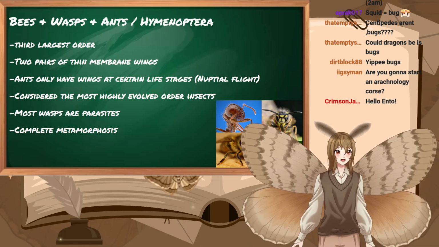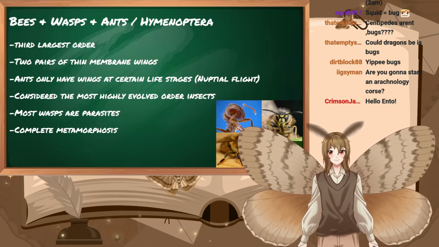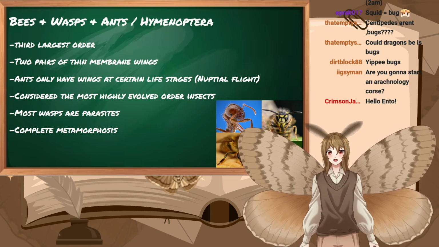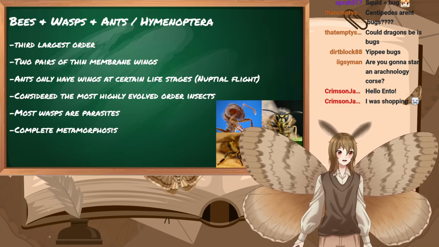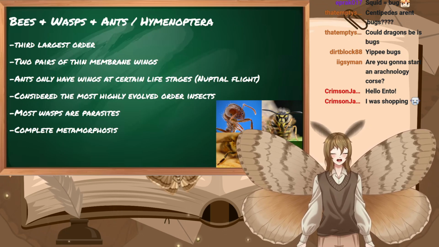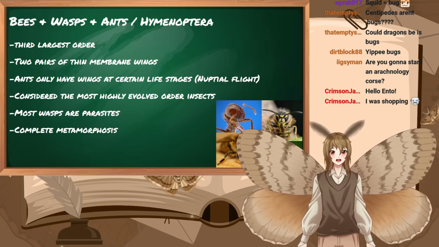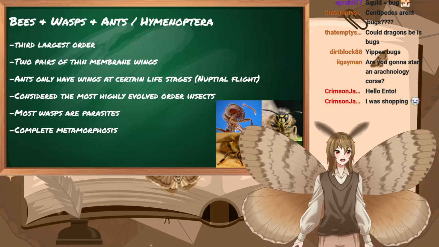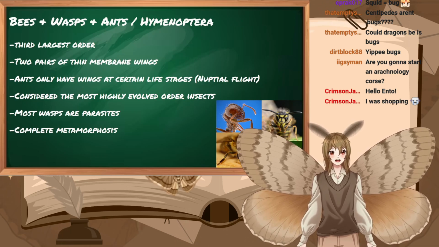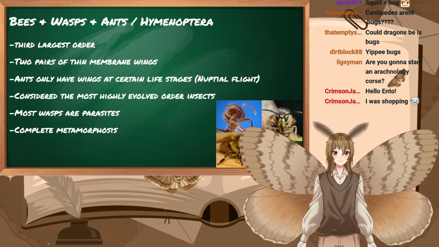Let's get to the third largest order, which are your bees, wasps, ants, also known as Hymenoptera. They have 2 pairs of thin membrane wings, and ants only have wings sometimes. Male ants have wings in their adult life stage, so they can fly out of the hive and mate with a different virgin queen. Also, young queens have wings that they shed once they don't need them anymore because they've settled down in a hive.